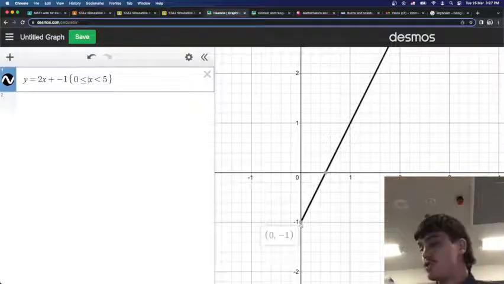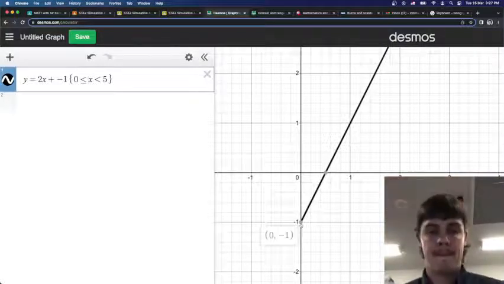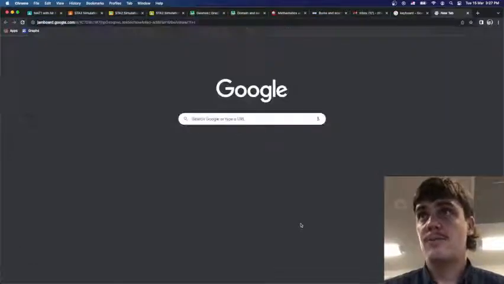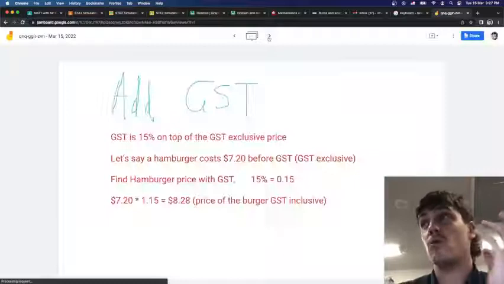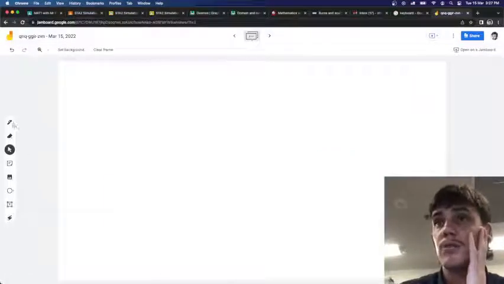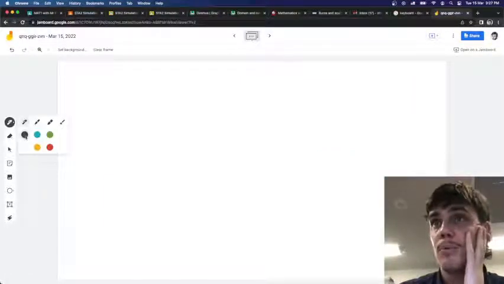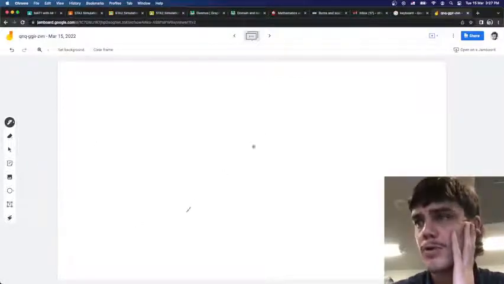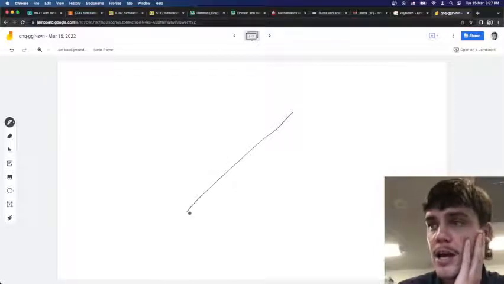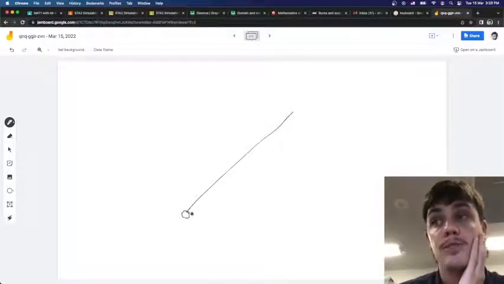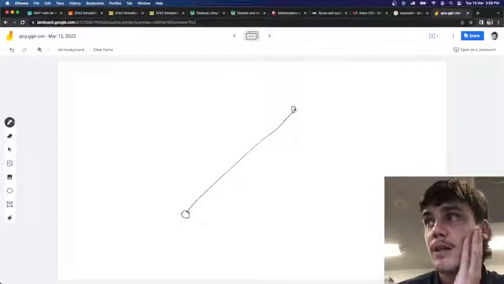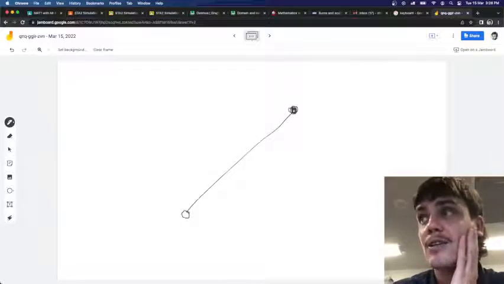The way we show that in graphs that we're drawing and it's not on Desmos, I'm going to try and open a Jamboard real quick. We do it by coloring in that point. Say we've got our straight line. My one looks sort of like that, right? If I have less than, but I don't have the equal to, it becomes an open dot. But when I have the equal sign included, it becomes a colored in dot.